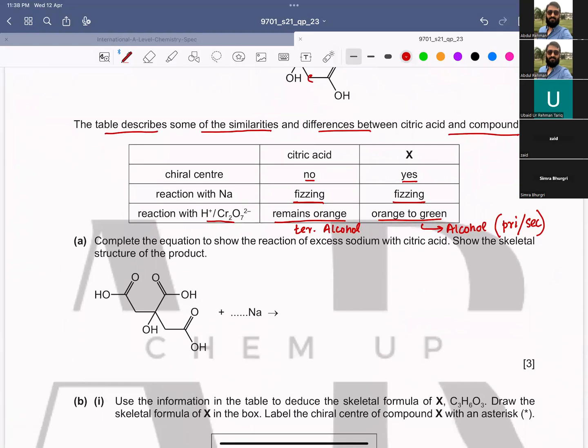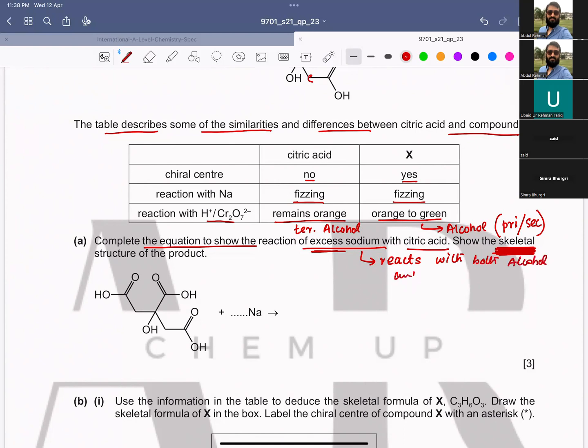Okay. Now, what they are saying: complete the equation to show the reaction of excess sodium with citric acid. See, they have mentioned excess sodium. Show the skeletal structure of the product. So this is the important instruction they have mentioned over here, to write the skeletal structure. So you may write the structural skeletal structure.